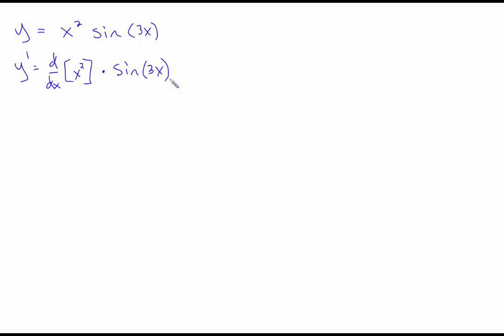In another example, let's say we have y is equal to x squared times sine of 3x. For this problem, we do have a product. We have a product rule because we have x squared times sine of 3x. So we're going to apply the product rule. So let's set up our product rule. So we have the derivative of the first function times the second function plus the first function times the derivative of the second function.